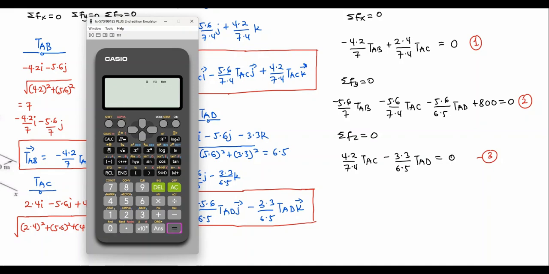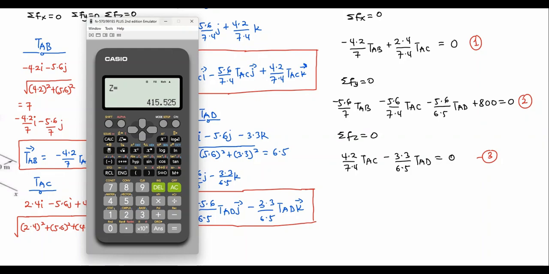So now let's look at what you have. For TAB, you are going to have 200.913 newtons, and for TAC you are going to have 371.689 newtons, and for TAD you are going to have 415.525 newtons. So those are the values of the unknowns. You can choose to solve it manually also if you don't want to use the calculator.